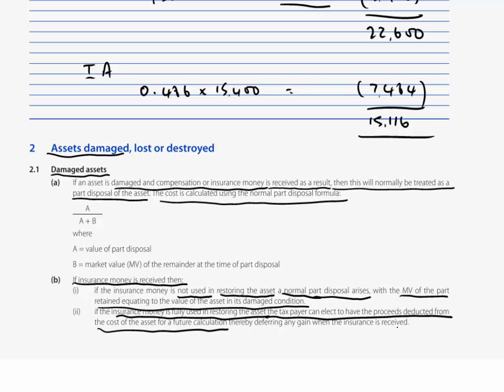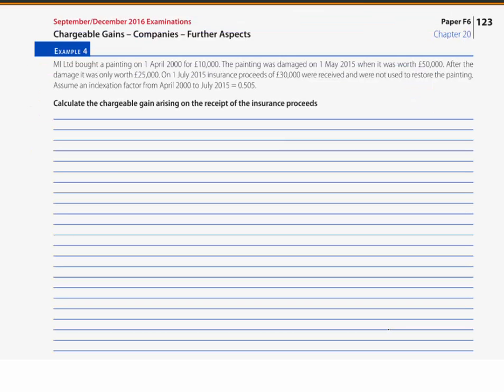Now don't worry, that again would defer the initial gain at this point in time when the insurance money is received, but any money that you have then used in putting the damaged asset back into a working condition will now represent a further allowable cost. Let's see how that works with, as luck would have it, a little example here. So let's have a little read through and see what the scenario is.